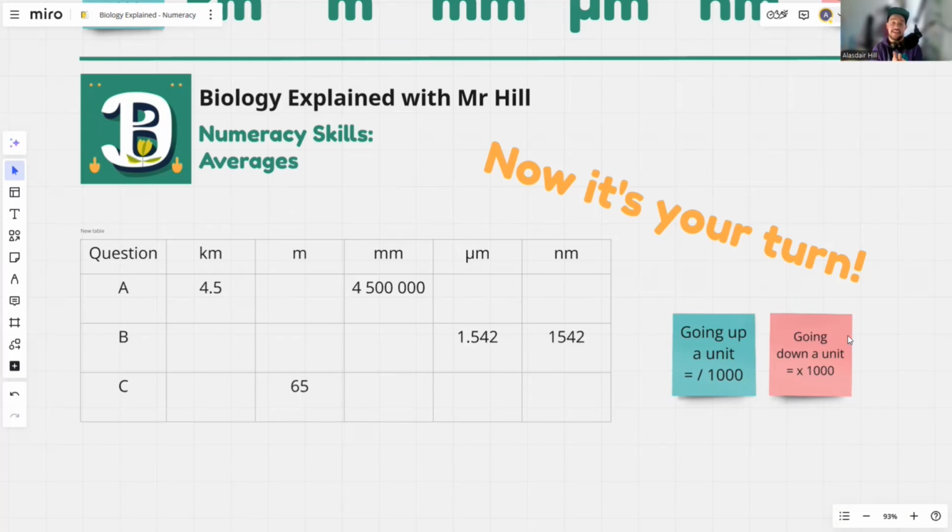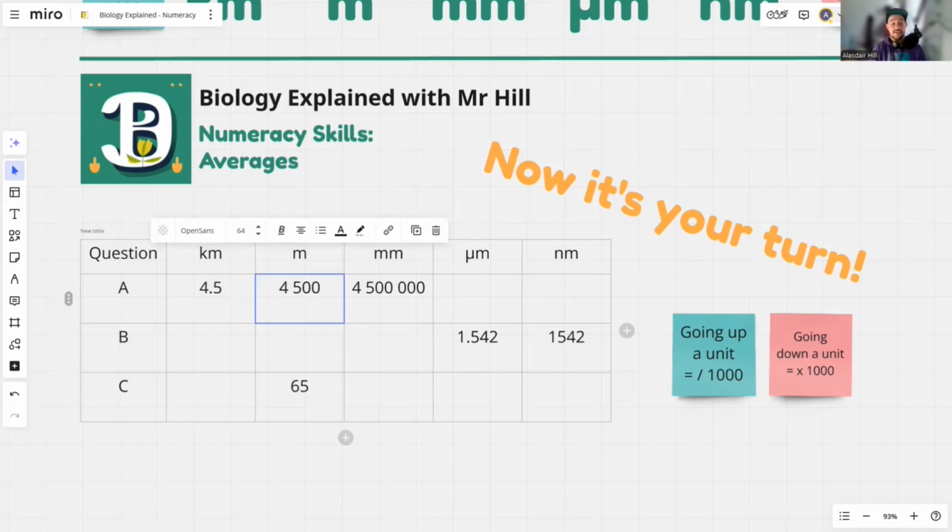So how did you do? Let's now have a look at the correct answers to this question. So we'll start with question A, 4.5 kilometers. Imagine this was the distance between you and, say, a grocery store. What we're going to be doing is we're going to be having to make this into meters. So we're going down a unit. So we're going to multiply this number by 1,000. So 4.5 kilometers becomes 4,500 meters.